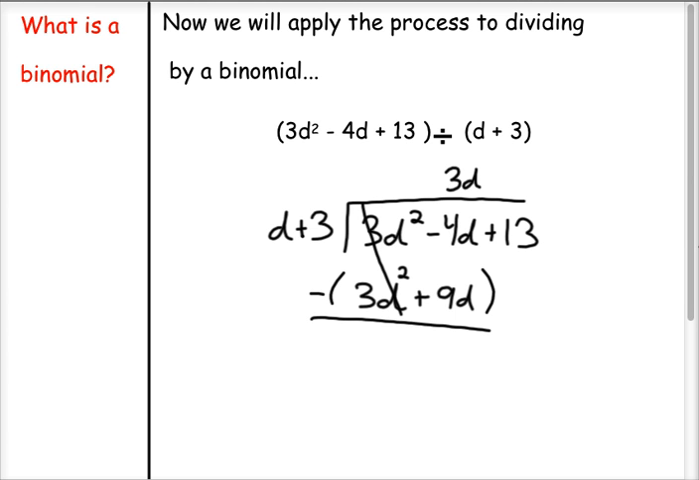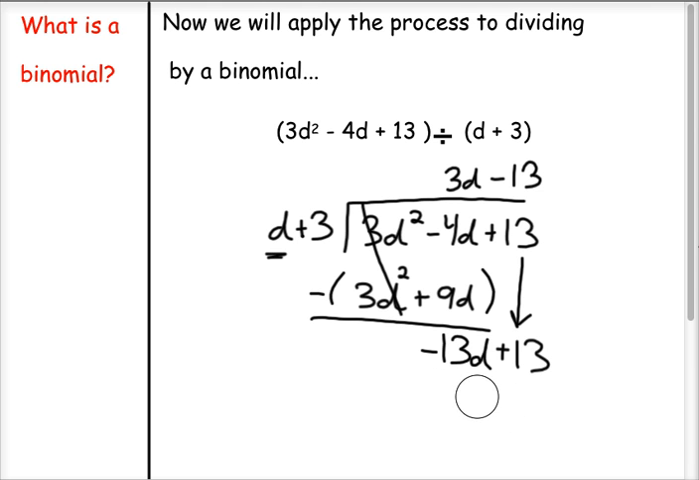So now what do I have left? Well, I have negative 4d minus a 9d. So that's going to give me negative 13d. And then just like in normal long division, I'm going to pull down the next term. So now I have negative 13d plus 13 left. So I'm going to play that same game. I'm going to take that d and see what I can multiply it by to cancel off negative 13d. Well, d times negative 13, so I'm going to put a negative 13 up there, will give me that negative 13d.